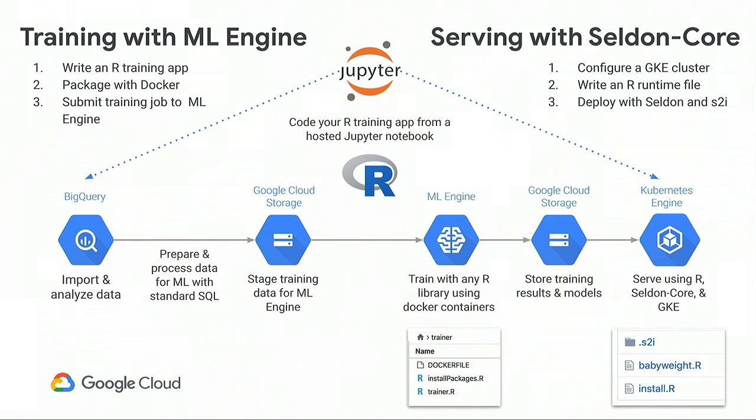So in the next demo, I'll walk through building a pipeline based on this architecture. We're going to import and analyze our data with BigQuery. So we're going to use standard SQL to query our data set, stage it as a CSV file in Google Cloud Storage. We'll write a training application with Jupyter, with ML notebooks and R, and we'll package this up with Docker and send it over to ML Engine.